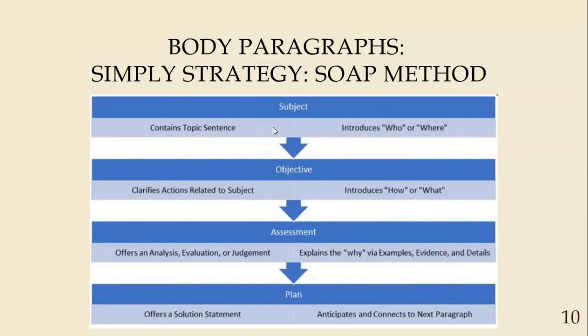So those types of papers where you're informing your readers or describing some sort of process that may take a few paragraphs to get to the gist of, using the SOAP method can be a pretty effective way to do it. So then you have your objective, your how and your what. Your assessment explains the why. That's your examples, evidence, details. And then at the bottom there, you have your solution statement. You can anticipate and connect to the next paragraph.